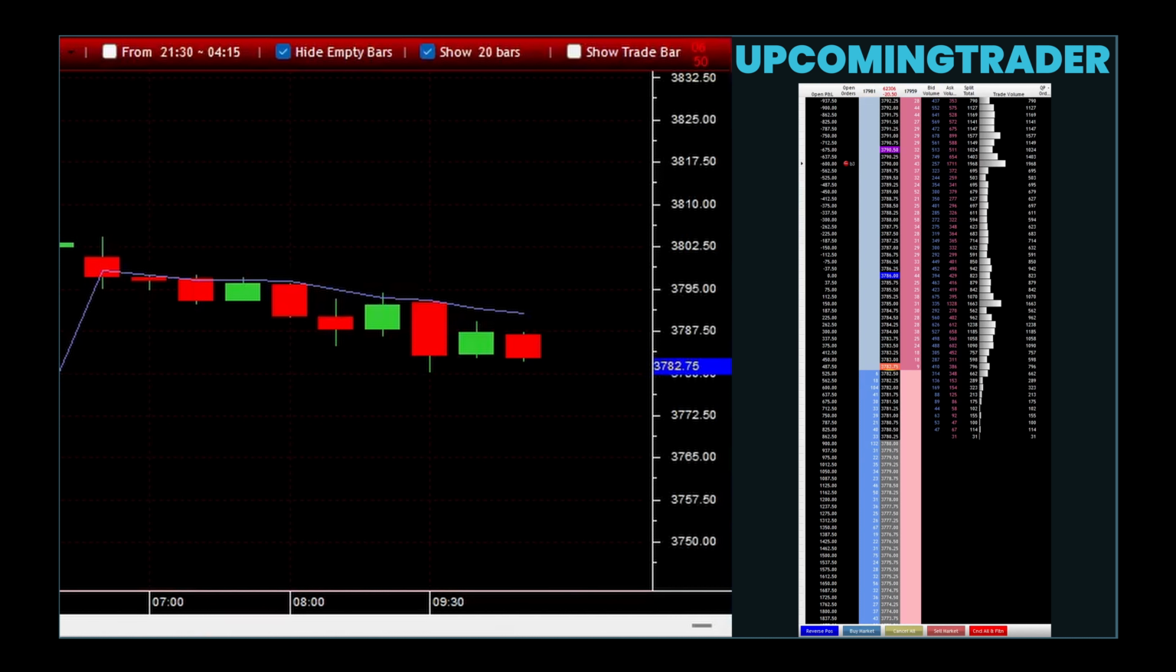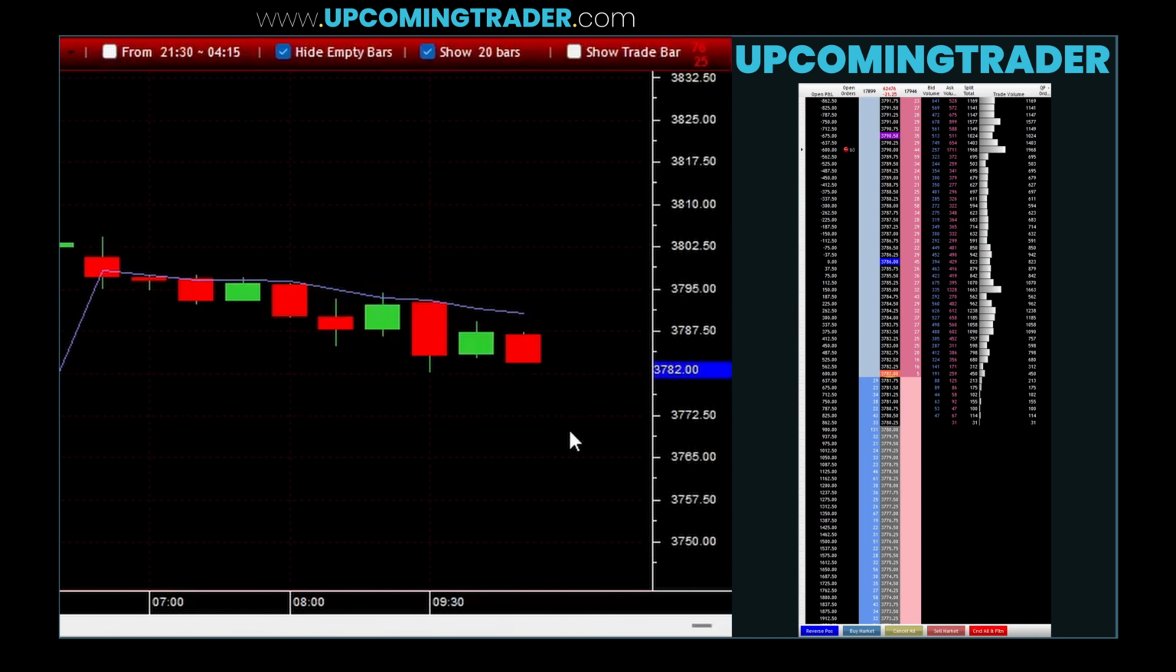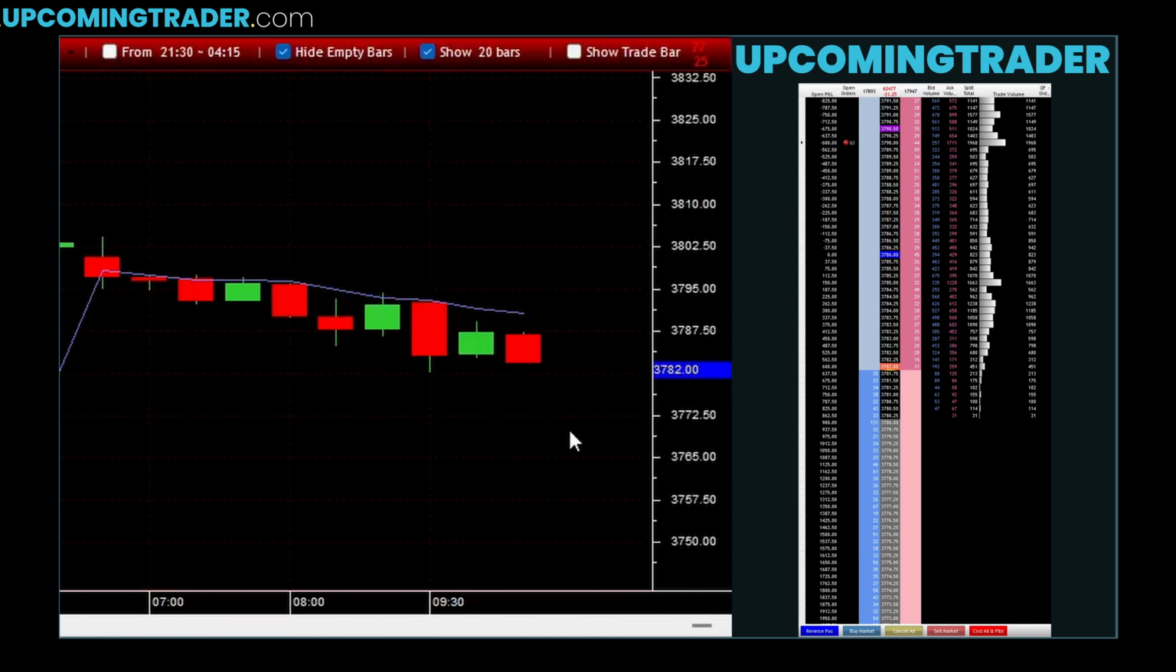Firstly, the 3 inside up and 3 inside down patterns are closely related to the 3 outside down pattern. The 3 inside up pattern is a bullish reversal signal consisting of a large bearish candle followed by a candle that trades within the range of the first candle and closes higher, and a third candle that closes above the high of the first candle. This pattern suggests that buyers are gaining control.